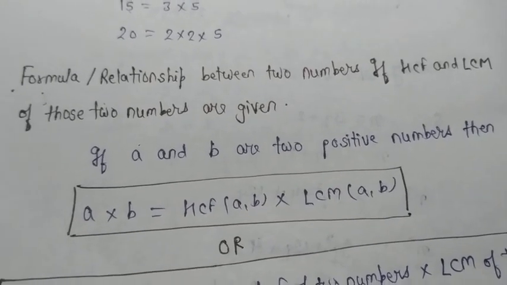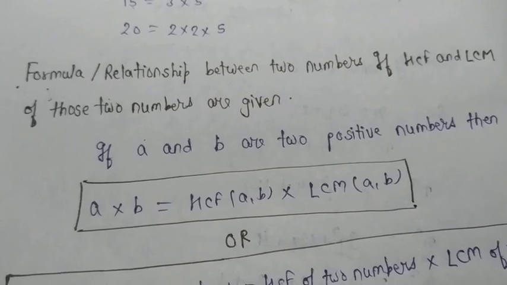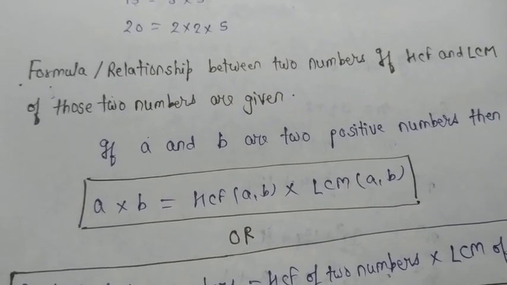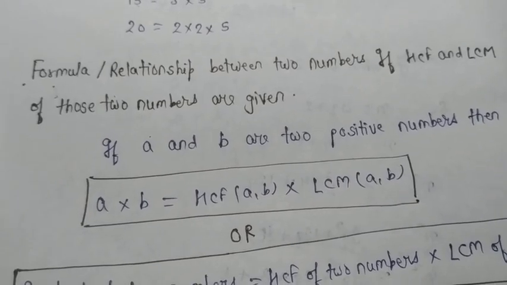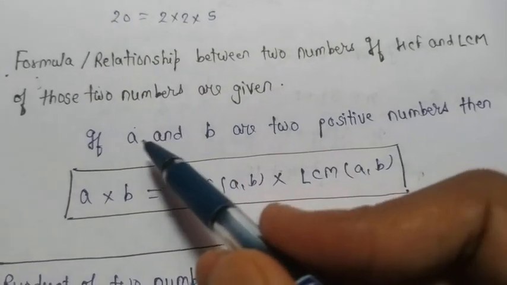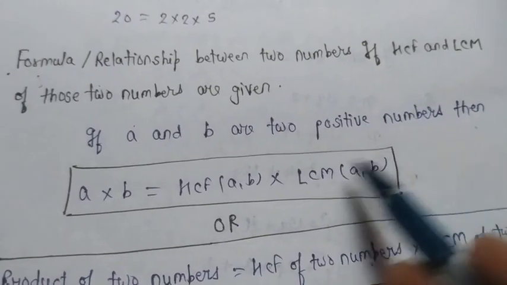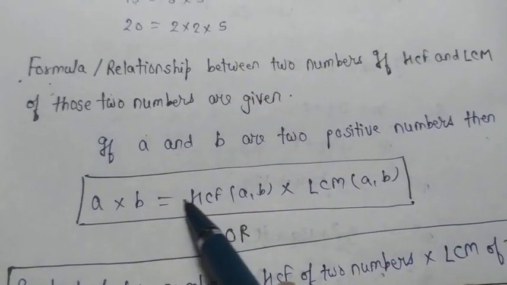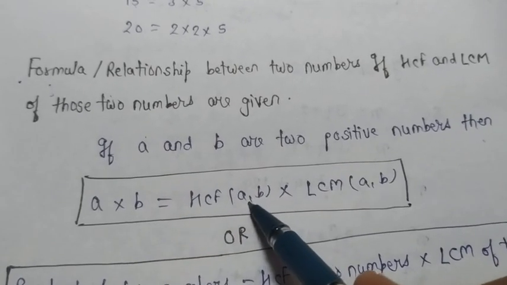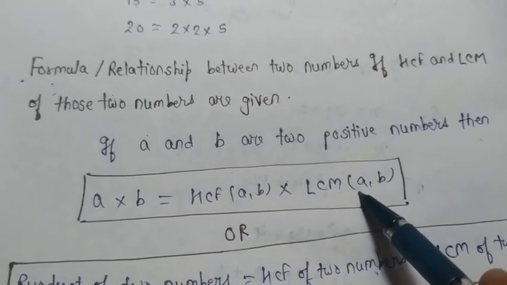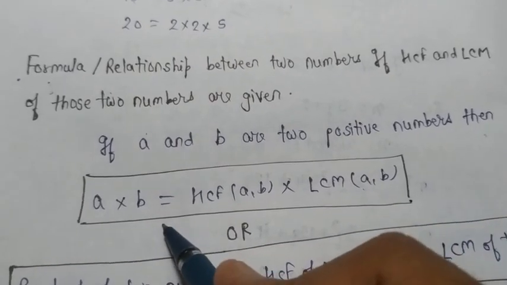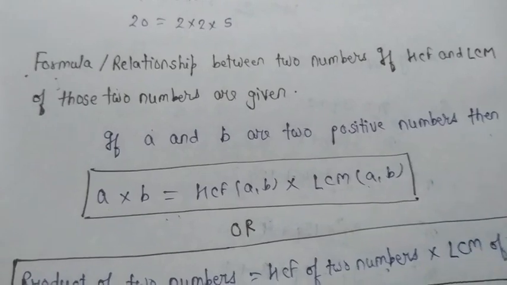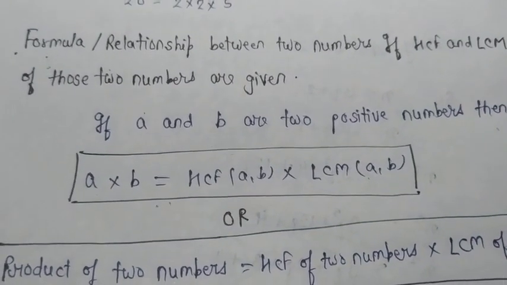So what we will do in this formula, we have to take two positive numbers. In real numbers we are only talking about positive numbers till now. So see, A and B are two positive numbers. Then the formula is that the product of A and B, that means A into B, is equal to HCF of A and B into LCM of A and B. Students, you already know this formula from the 9th class, 8th class, 7th class. So you might know this formula.